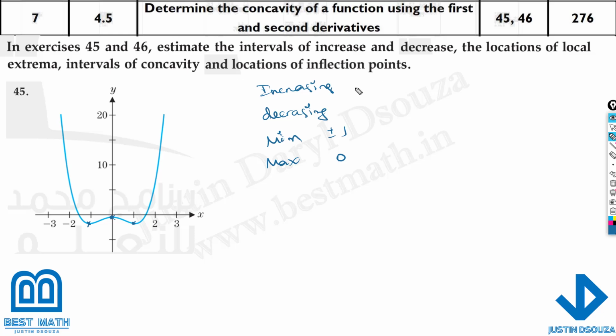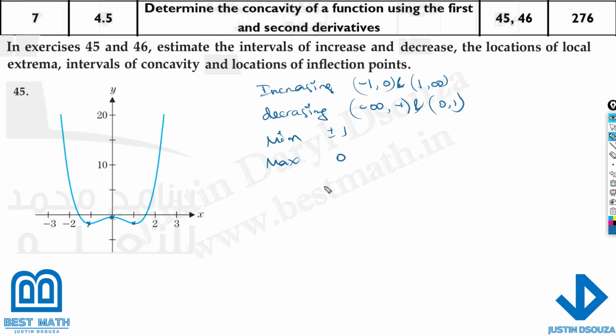It's decreasing here, increasing from minus 1 to 0. Then from 1, this is another interval, 1 to infinity. Whereas it's decreasing from minus infinity to minus 1 and from 0 to 1. You can see that's what's happening.